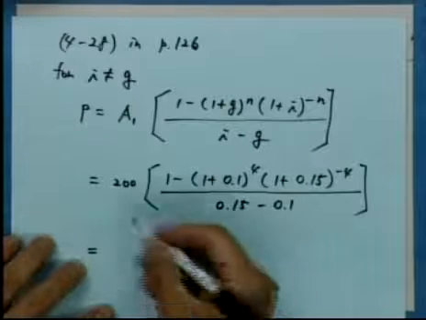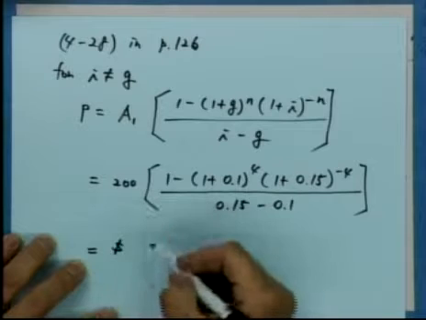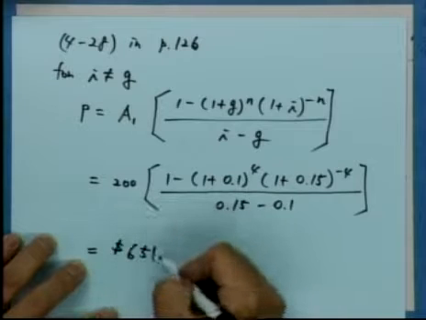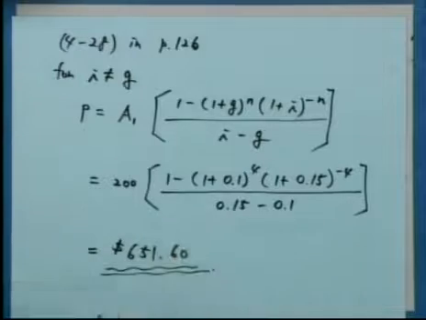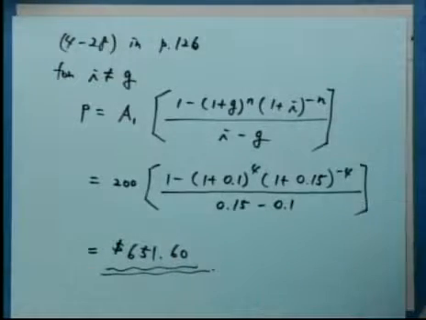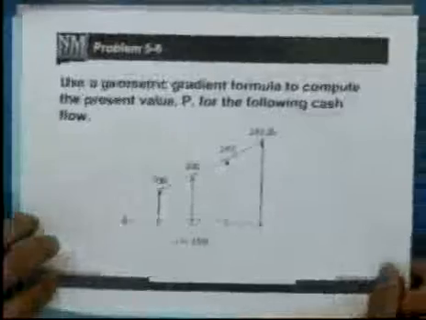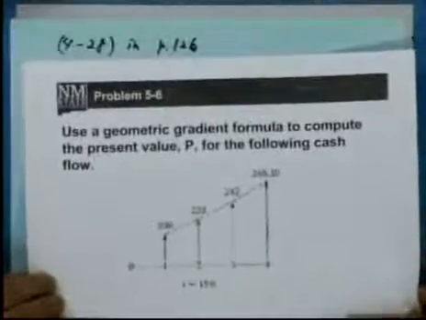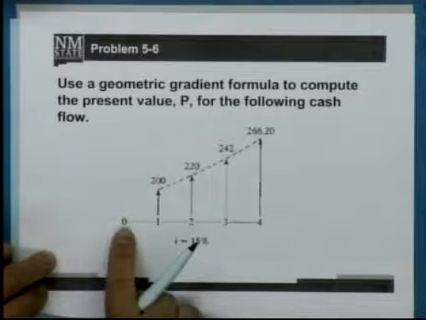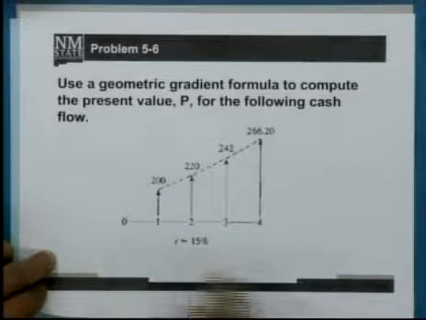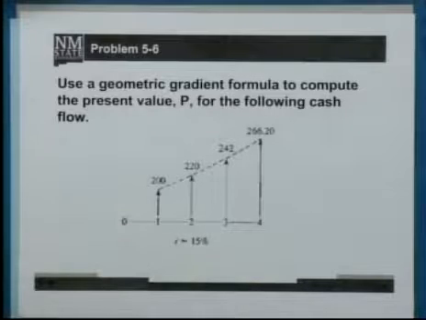Okay, so this is the $651.60. Okay, that's the answer for problem number 5-6. Okay, the present value at the end of period 0 of this cash flow.